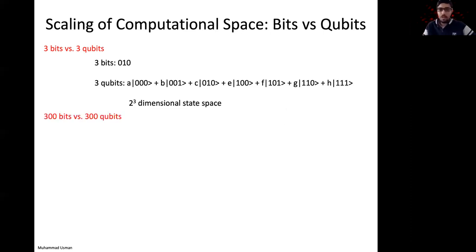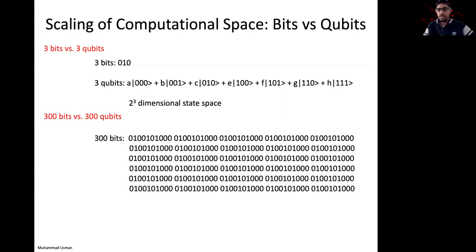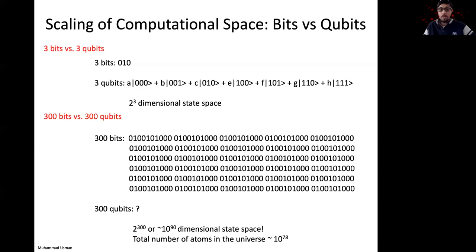Now, what if we have 300 bits versus 300 qubits? Well, 300 bits will give you a very large number. It is very large, but it's just one number. But what if we have 300 qubits? That is basically equivalent to a Hilbert space of 2 power 300, or 10 power 90 dimensional space. So you can represent 10 power 90 different possible things by just 300 qubits. And just to remind you of the large size of this space, the total number of atoms in the universe is about 10 power 78. So with a 300 qubit state, you can easily represent all the possible atoms in the universe. You can encode them in that state.